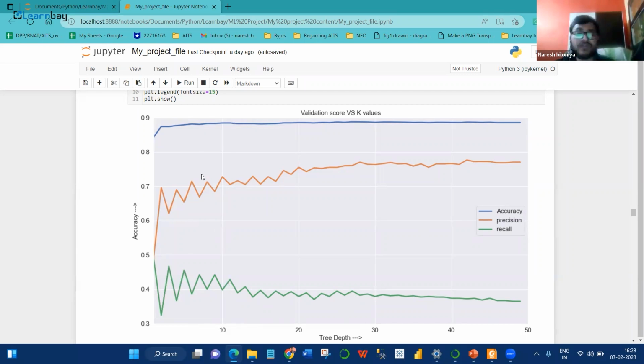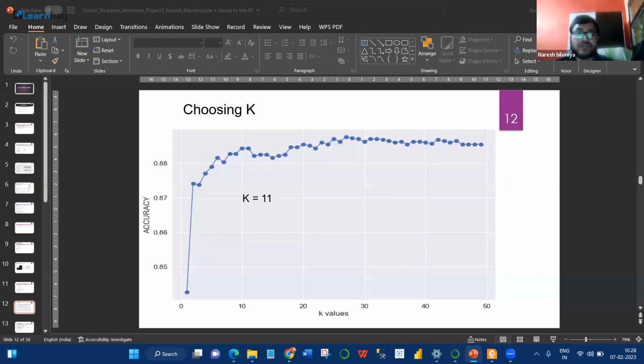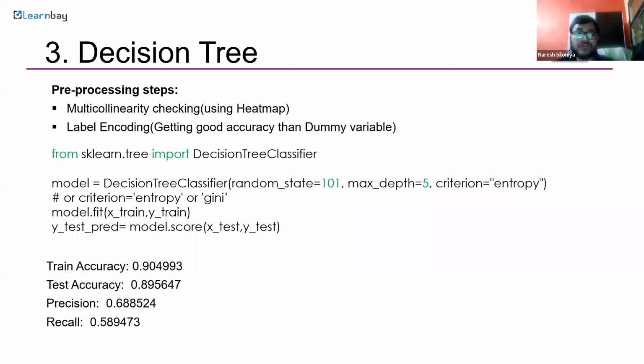Now our next model is the decision tree. In the decision tree, we checked multicollinearity with the help of a heat map. Then we applied label encoding. We are getting good accuracy, and in a decision tree we don't get much difference whether we go with dummy variables or label encoding. We didn't apply any outlier treatment and no scaling, because in a decision tree there is not much impact of outliers or scaling.